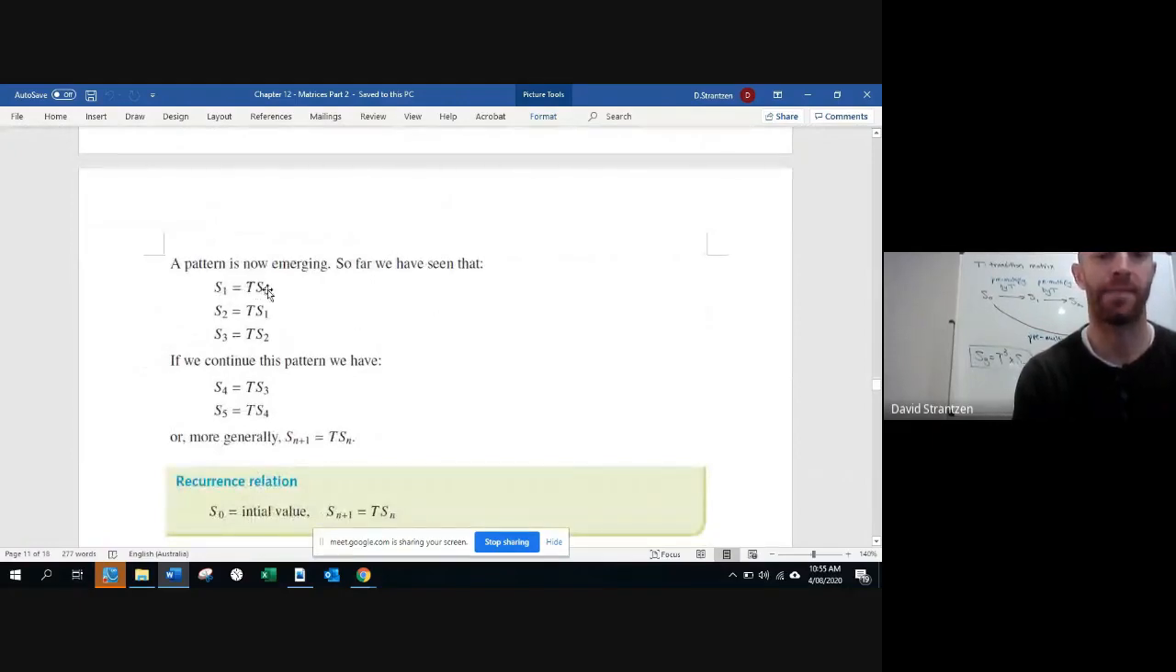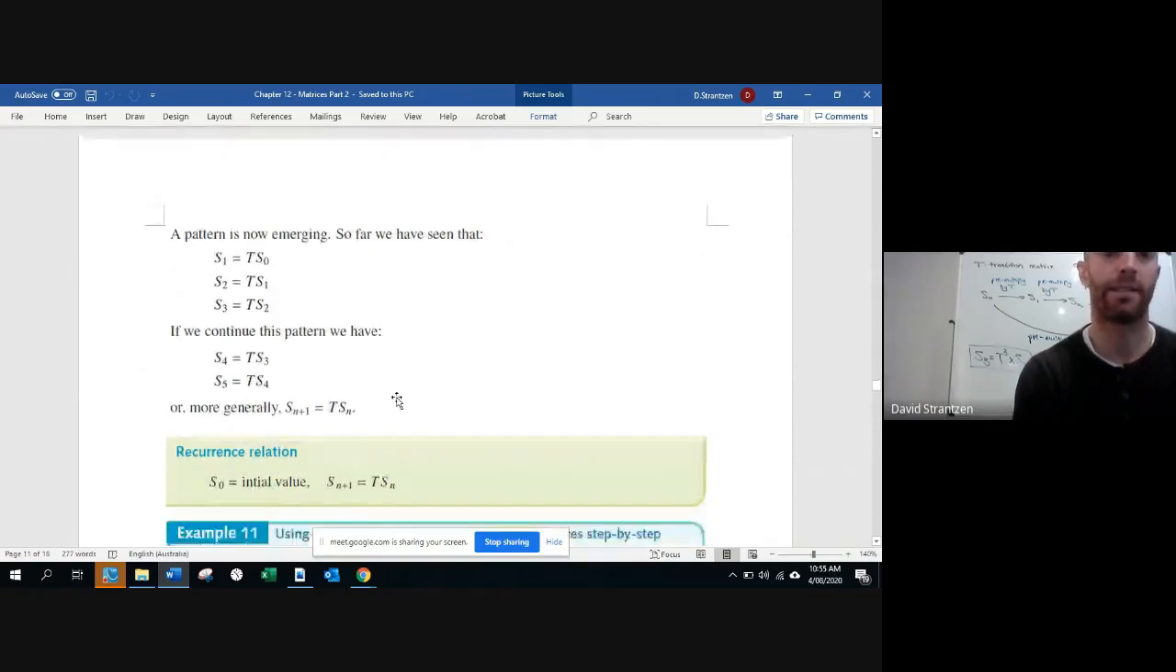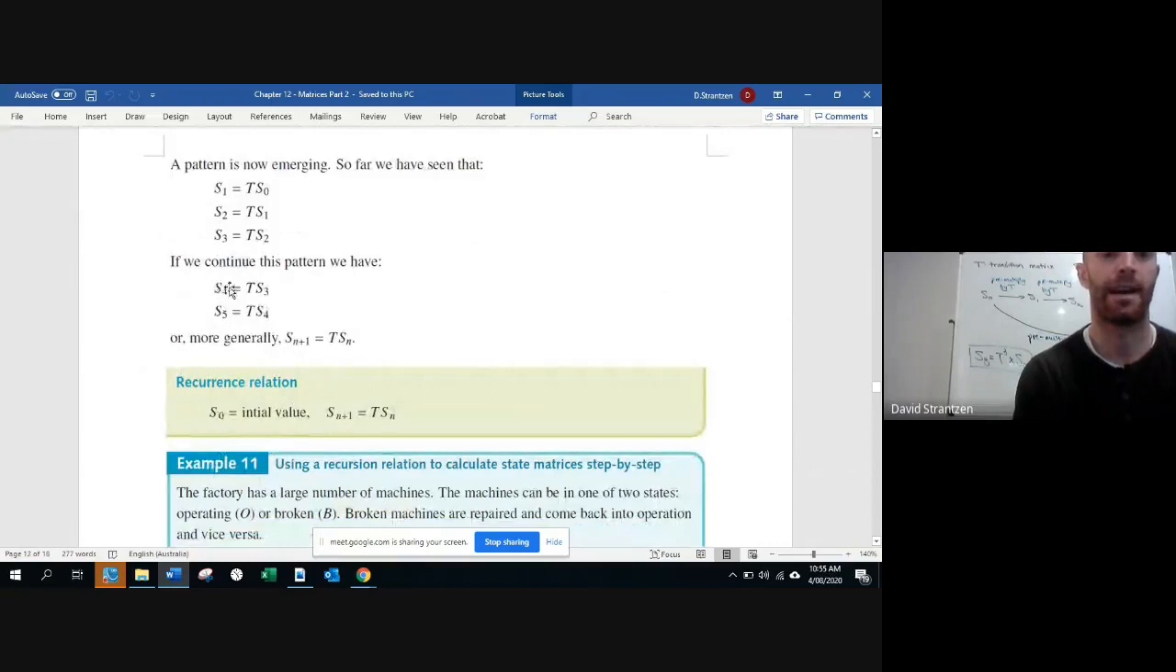S1 is T times S0, S2 is T times S1, S3 is T times S2. And we can continue the pattern to work out where the cars are located in week 4 and after week 5. This is our general recursion formula. We've seen these before. The next state, Sn plus 1, is equal to our transition matrix times our current state, Sn.